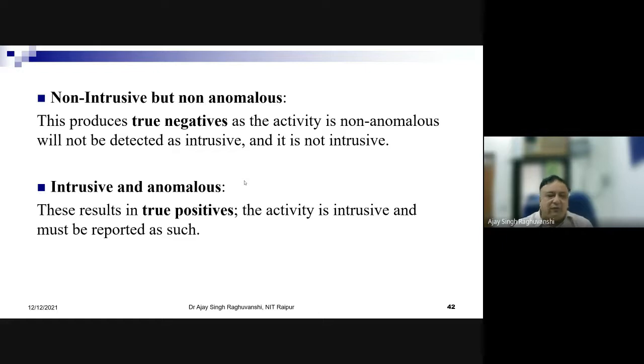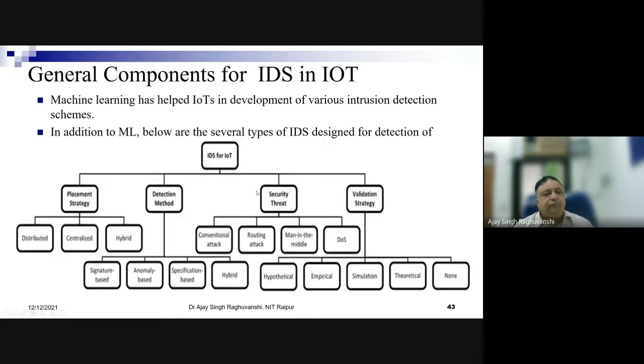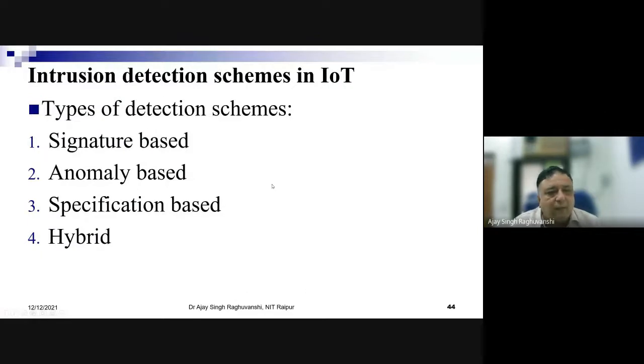So these are the general components for IDS in IIoT. Intrusion detection schemes in IIoT: we normally use four, the signature-based scheme, anomaly-based scheme, specification-based scheme, and hybrid schemes. Signature-based scheme is when we know the signature of a known intrusion, then we can detect that kind of intrusion just by seeing its signature.